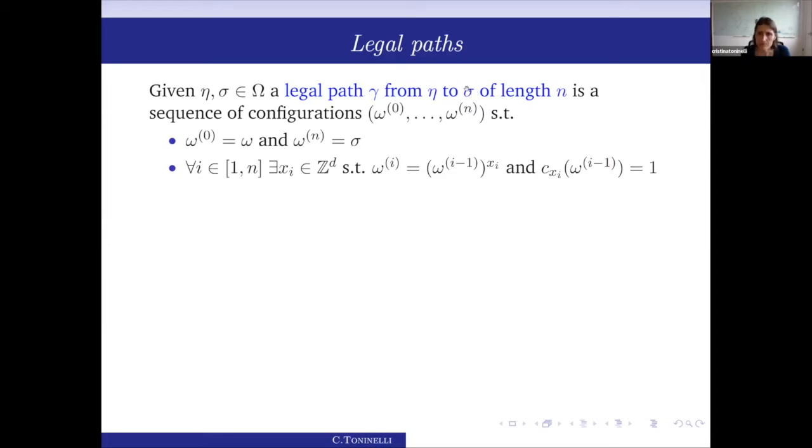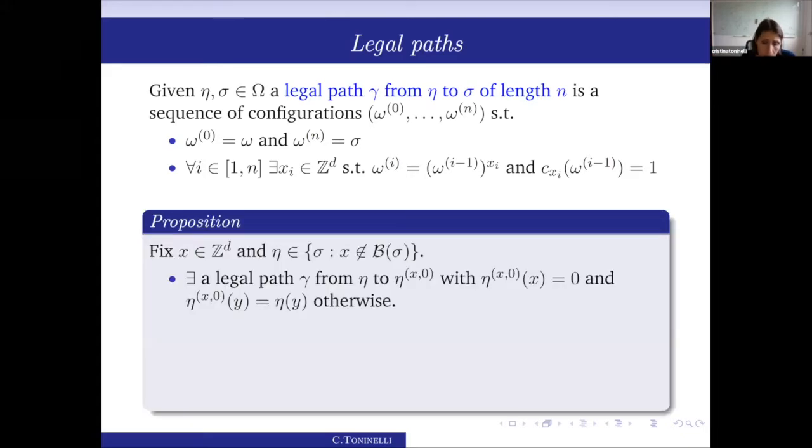Okay. But for example, if I start from a configuration which contains a single empty site and I'm looking at the 2F constraint, from that configuration I can reach nothing else. There is no legal path to any other configuration because the constraints are not satisfied. Okay.